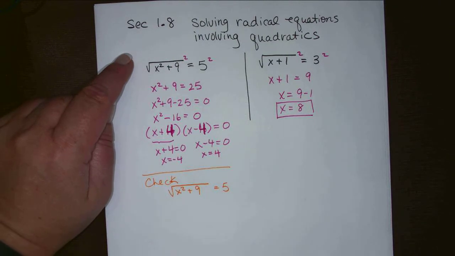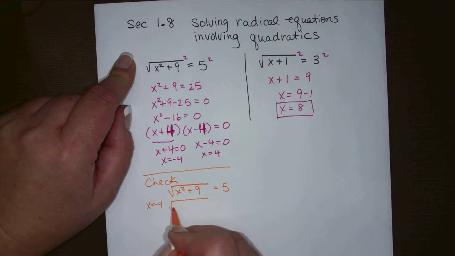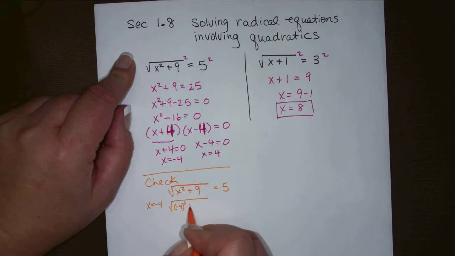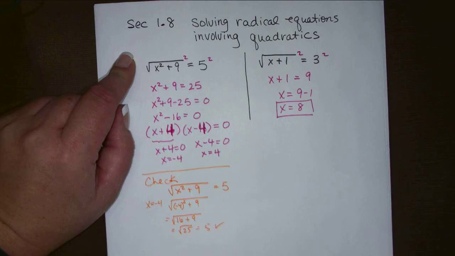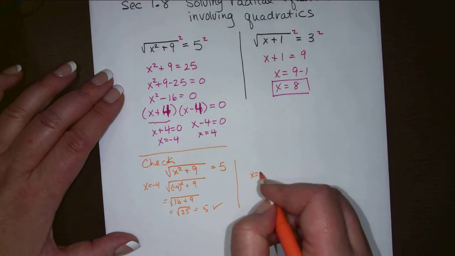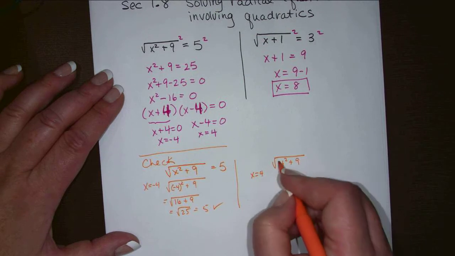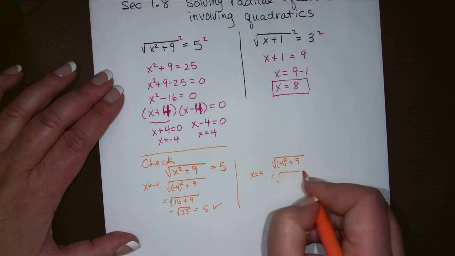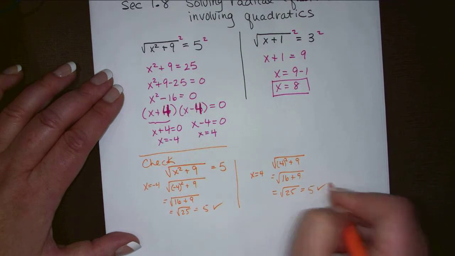So when you plug in x is negative 4, what happens here? What's negative 4 squared? Positive 16. Is that equal to 5? Yep. And what about the other one? Same thing. 4 squared, this time a positive 4 squared. Still positive 16. Right, still works. So both of them work.